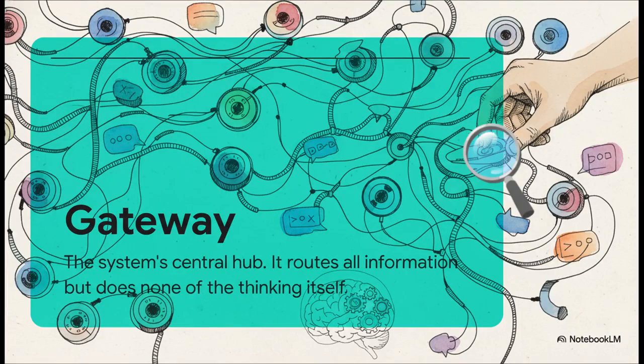First up is the gateway. You've got to think of this as the absolute heart of the system. The best analogy I've heard is an old-school telephone switchboard. Every message, every task, everything comes in, and the gateway's only job is to figure out where it needs to go next. It doesn't do any of the thinking itself, which is actually a brilliant design choice. It keeps the whole system clean and modular, letting other bits do the heavy lifting.